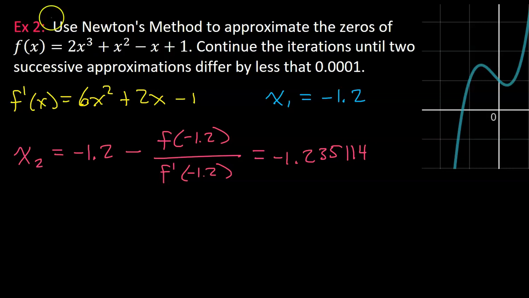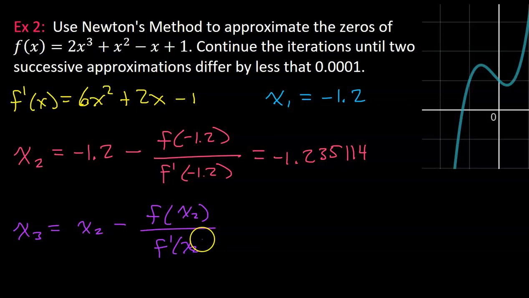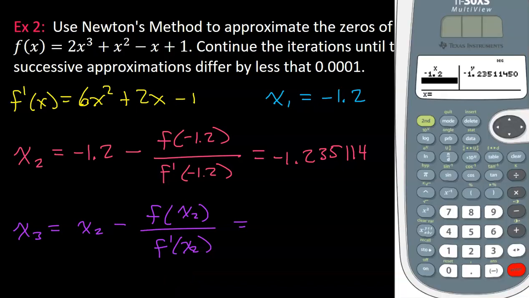So now I can find the next guess, x3. But x3 is going to equal x2 minus f at x2 divided by f prime at x2. So I'm just writing x2 instead of writing -1.235114 because the calculator is going to do the work for me anyway.